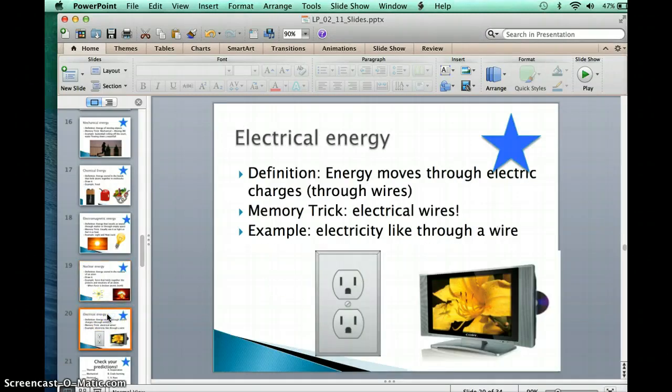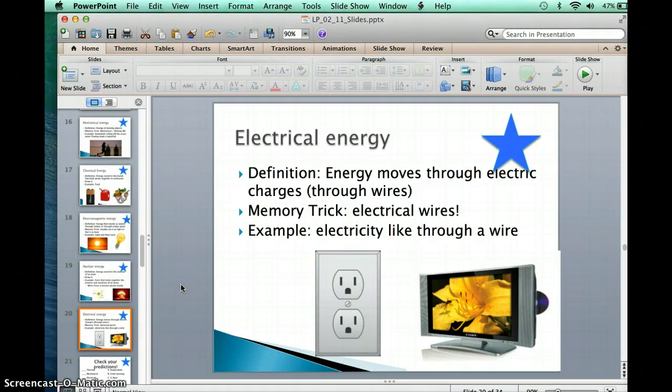Okay, the last one is electrical energy. So this is energy that's moving through electric charges. So it's the energy of moving electric charges. So I just think of electrical wires, and that helps me remember electrical energy is moving electrical charges. An example is electricity moving through a wire. Okay, so anytime you're plugging something in, anytime you're using electricity, that's using electrical energy. Okay, moving electric charges. Alright, so that's the last one.